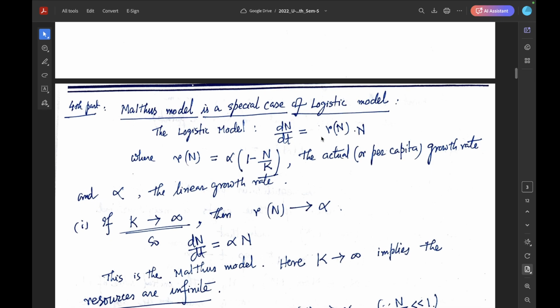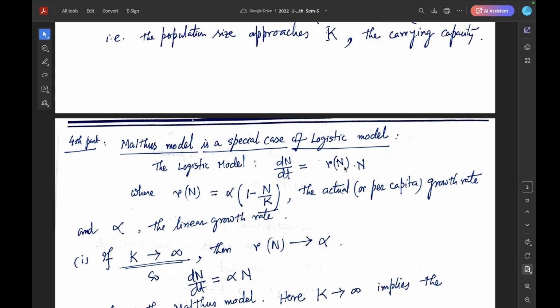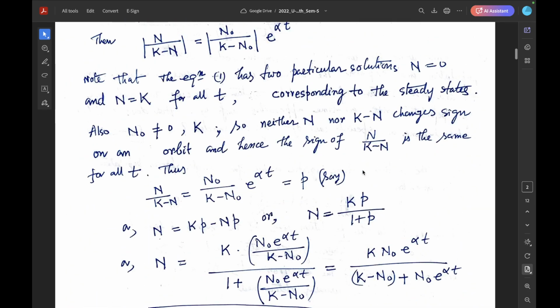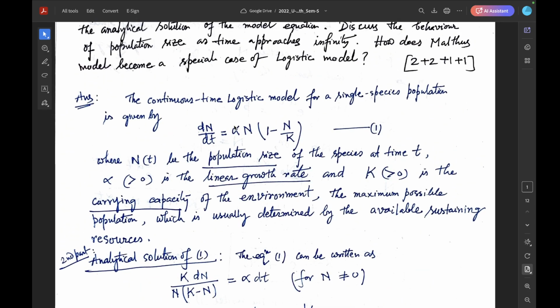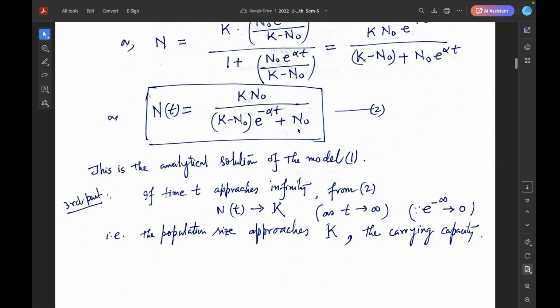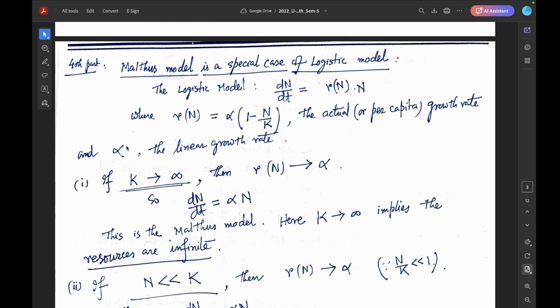So the logistic model is actually dn/dt equal to r, a function of n, into n. This alpha (1 minus n by k) is called R(n), a function of n. If k tends to infinity, this R(n) tends to alpha, because n by k tends to 0, so R(n) tends to alpha. So the per capita growth rate tends to the linear growth rate. So dn/dt equal to alpha n. This is the Malthus model. Here, k tends to infinity implies the resources are infinite.